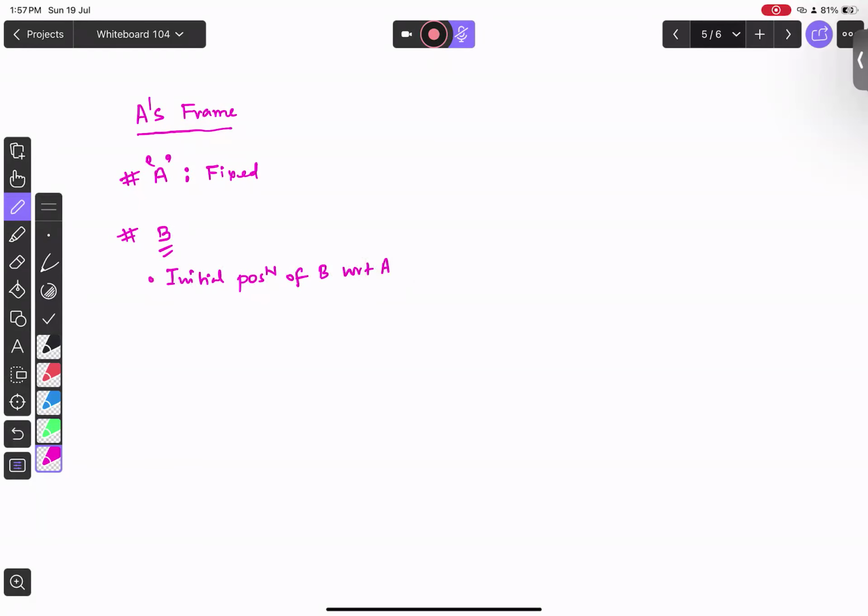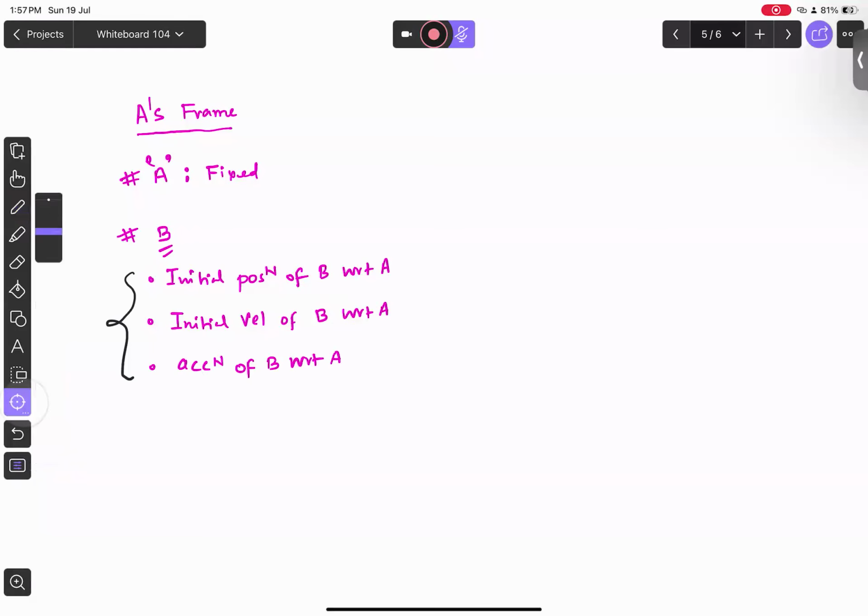And what else do we need? We need the initial velocity. So I will find the initial velocity of B with respect to A. And what else do we need? Acceleration. So we will find the acceleration of B with respect to A. After that, we will think that A is literally a fixed point and B is the only moving point, but moving with this initial position, this initial velocity, and this acceleration, which are relative things.